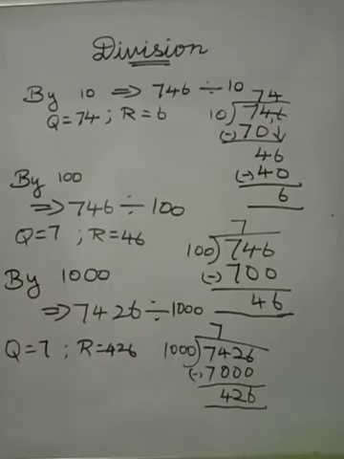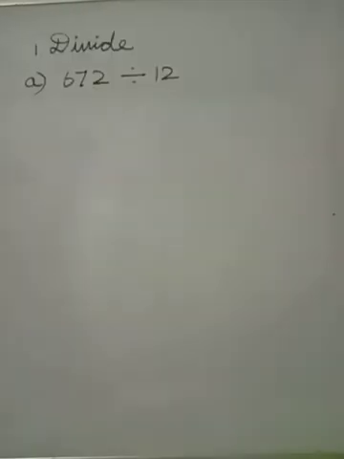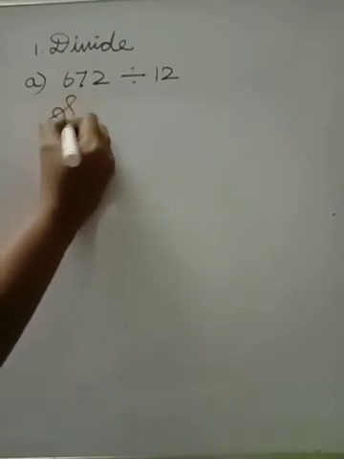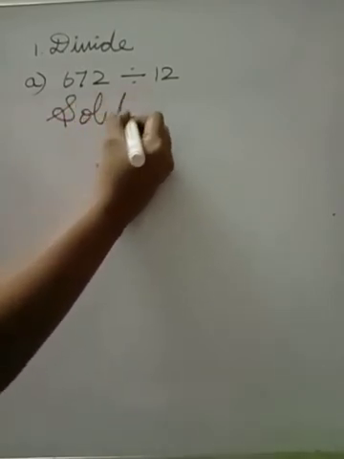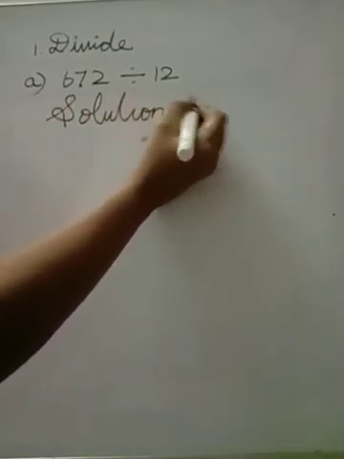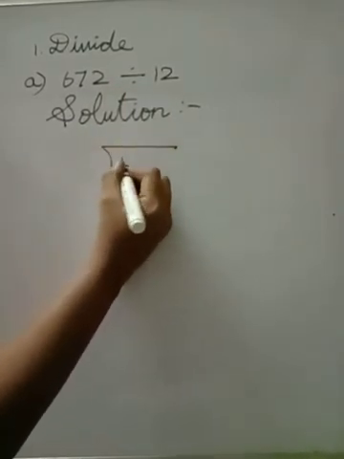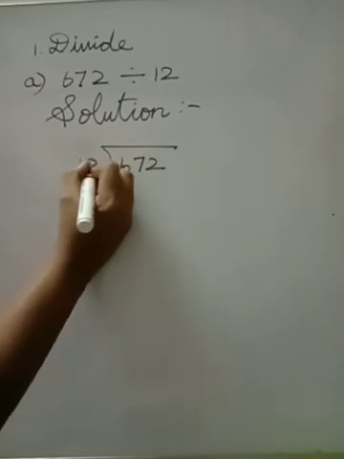Now we are going to see how to divide a number by 2-digit numbers. Now see here, you are having 2 digits. So using the 2 digits, how you have to divide the sum. Now writing the solution. Write the number first, 672 divided by 12.